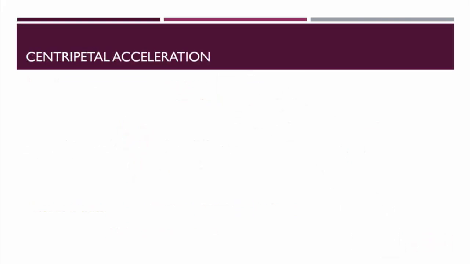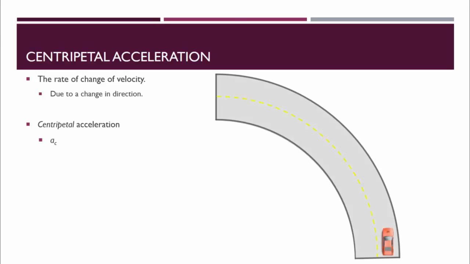This is an example of centripetal acceleration. We're still talking about the rate of change of velocity, but instead of the velocity changing because of a change in magnitude, it's changing because of a change in direction. This is specifically called centripetal acceleration, which is abbreviated with an a subscript c. Let's take a look at that example again.